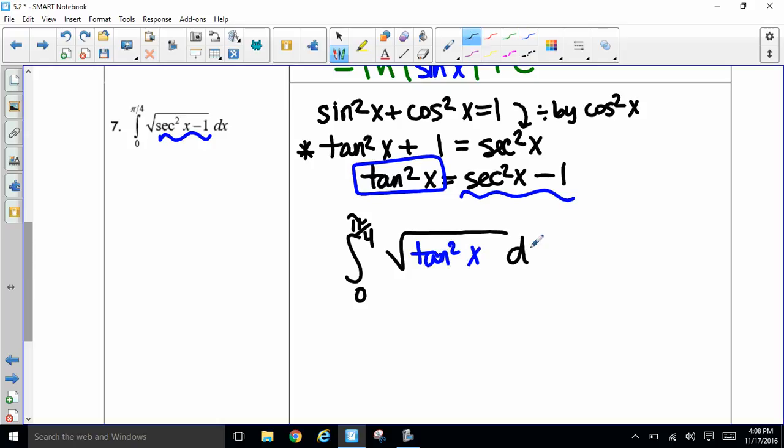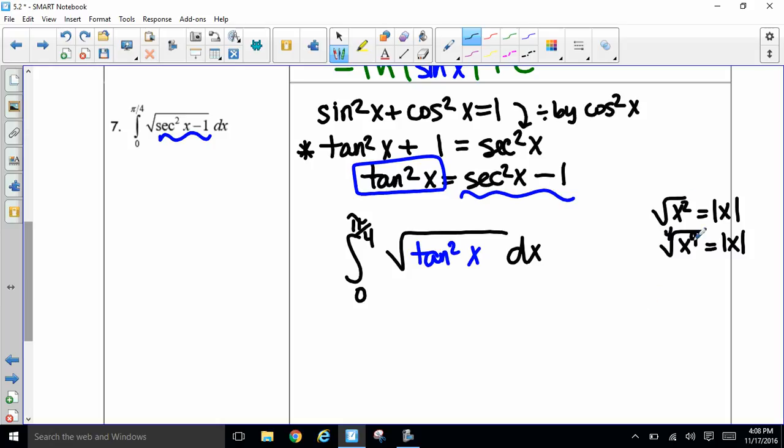Well, that's really convenient because when I square root a square, they undo each other. The only problem is, you may or may not remember this from algebra, the square root of x squared is technically the absolute value of x. The fourth root of x to the fourth is the absolute value of x.